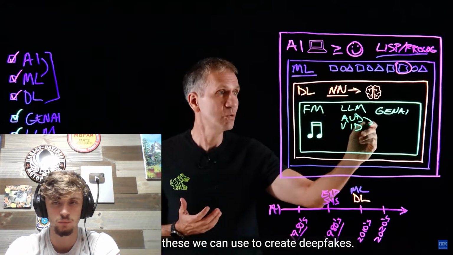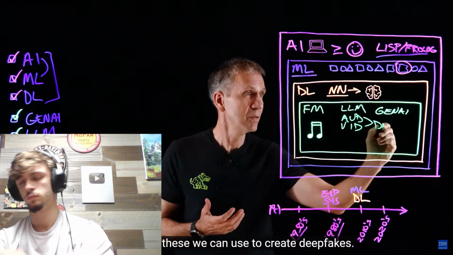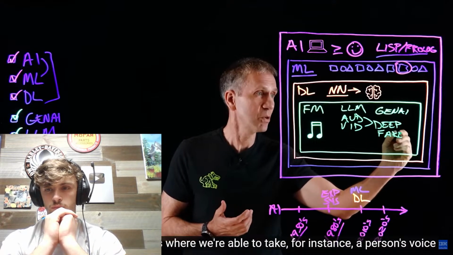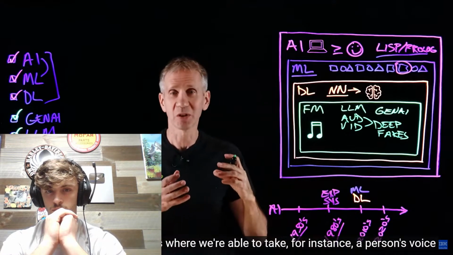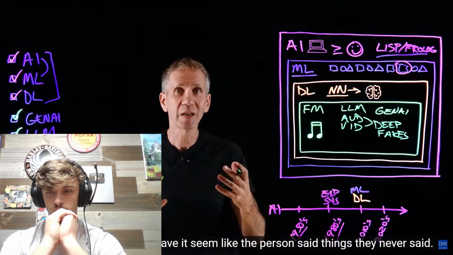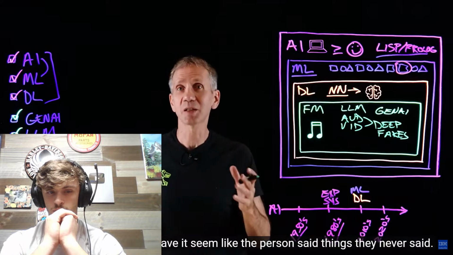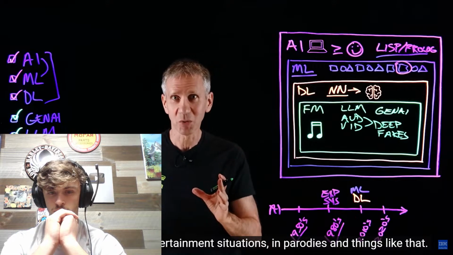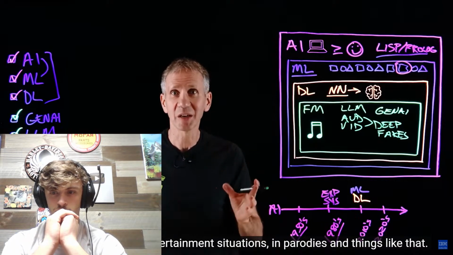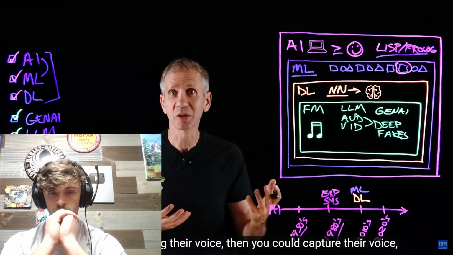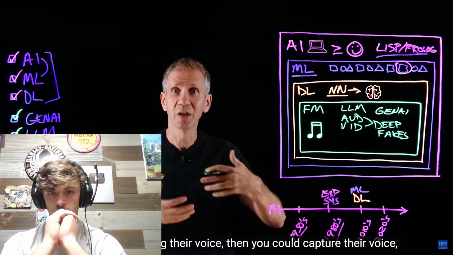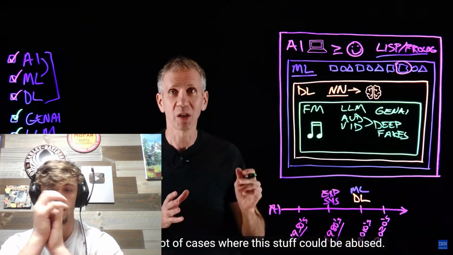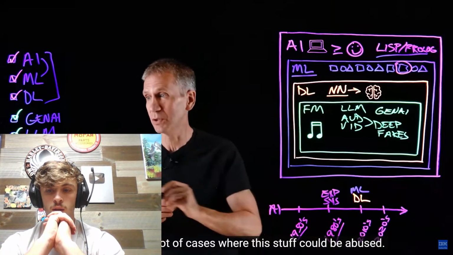In fact, we can use these to create deepfakes. Deepfakes are examples where we're able to take, for instance, a person's voice and recreate that, and then have it seem like the person said things they never said. It's really useful in entertainment situations, in parodies and things like that, or if someone's losing their voice, then you could capture their voice and then they'd be able to type and you'd be able to hear it in their voice. But there's also a lot of cases where this stuff could be abused.